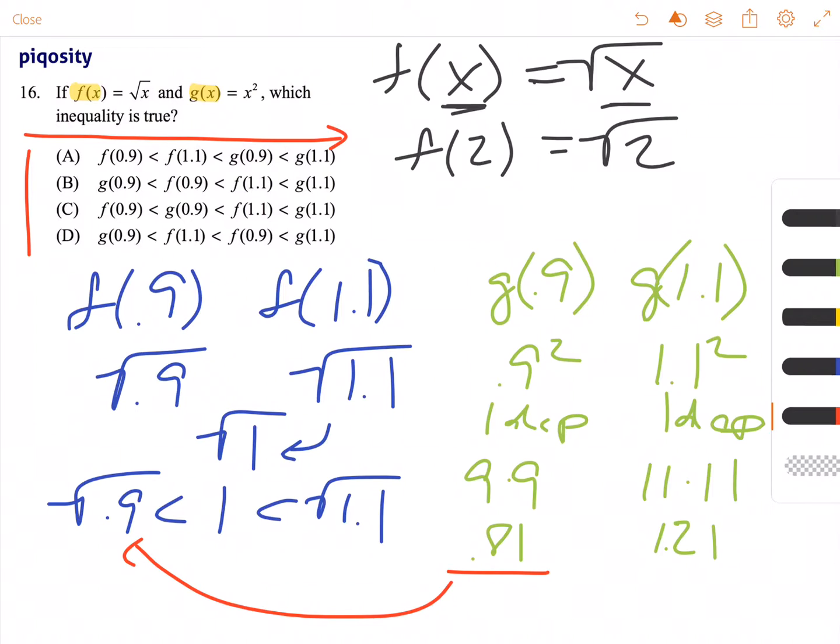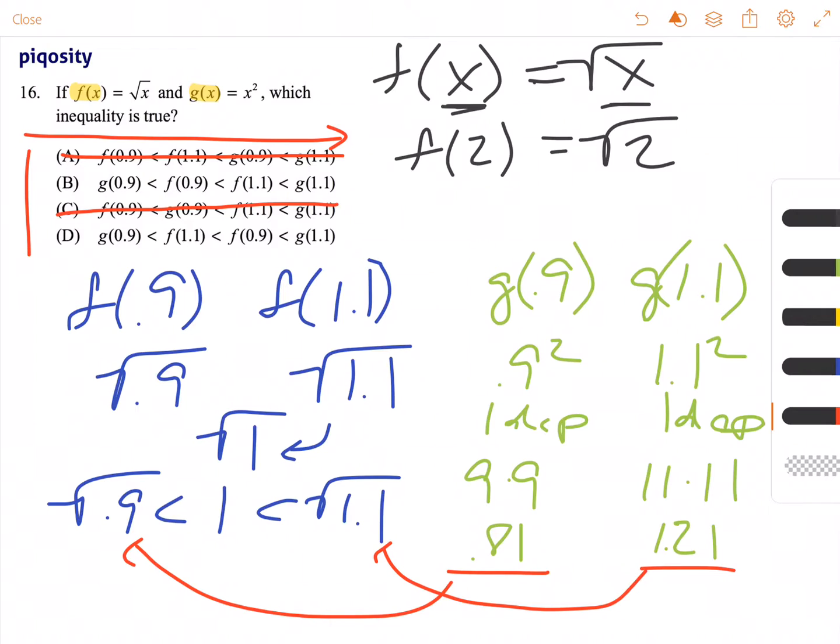So we need to have g of 0.9 as our smallest value. So we can quickly eliminate answer choices A and C because of that. And then 1.21 is going to be larger than 1.1, so we need that as our largest value, but g of 1.1 is in all cases, so we can kind of ignore it.